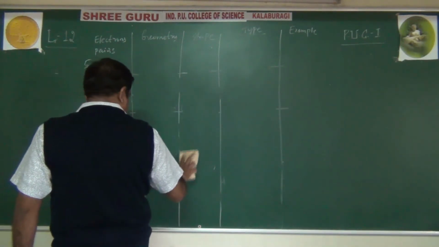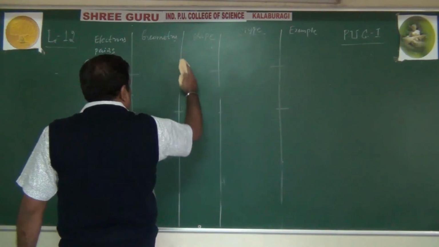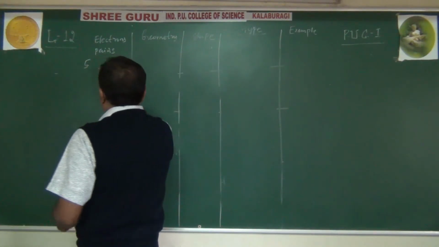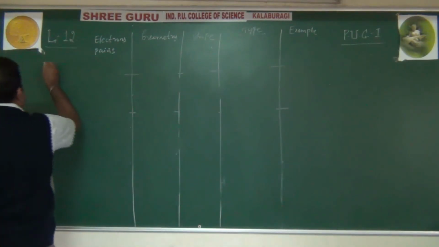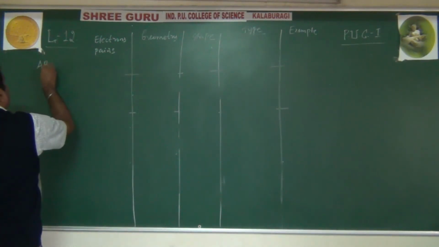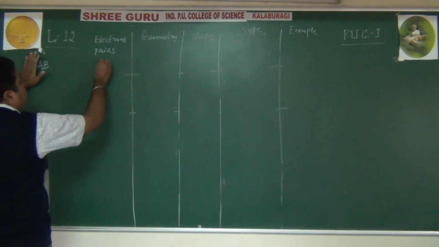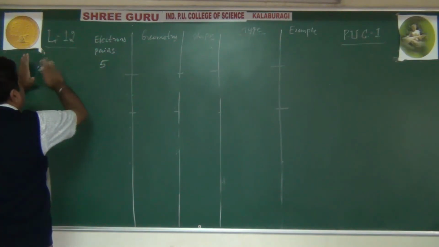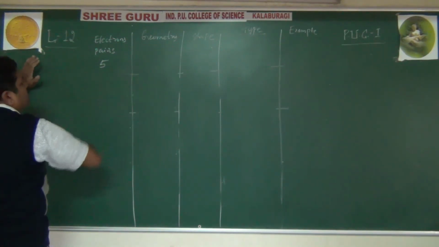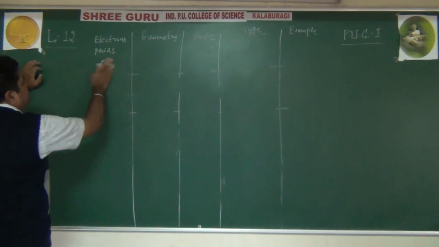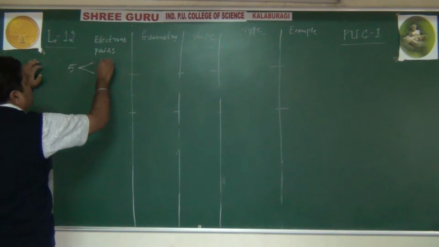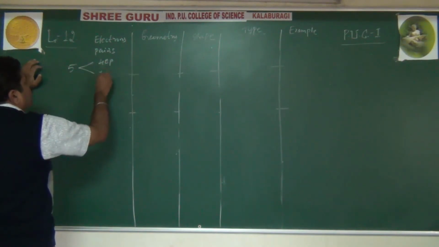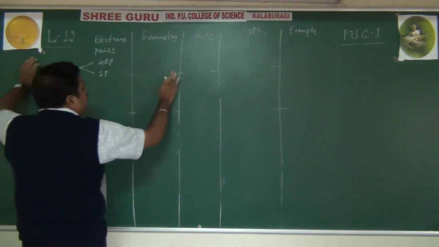Students, if the number of electron pairs is 5, what are the number of electron pairs? 5 electron pairs: 4 bonding pairs and 1 lone pair. This is one example we will analyze.